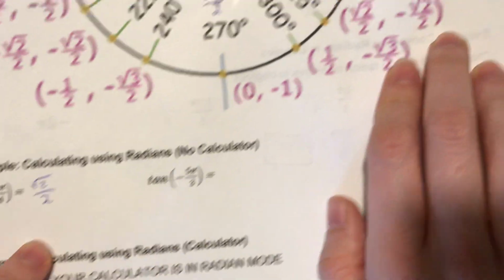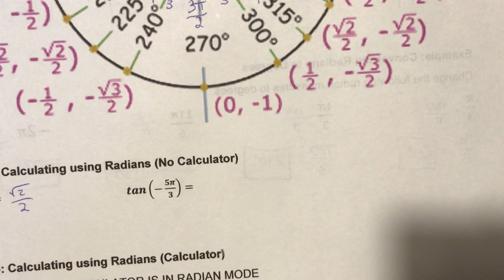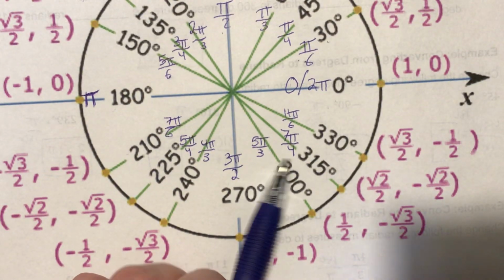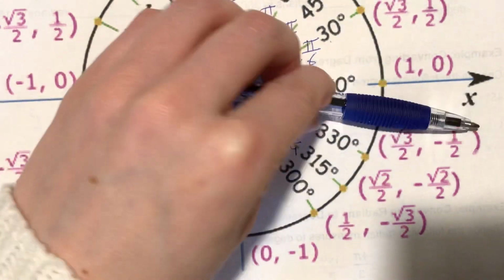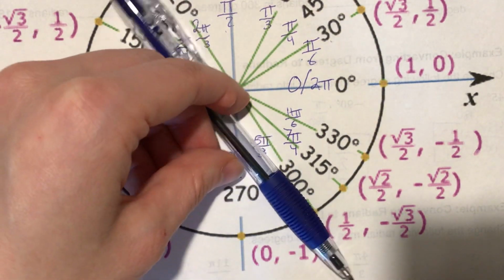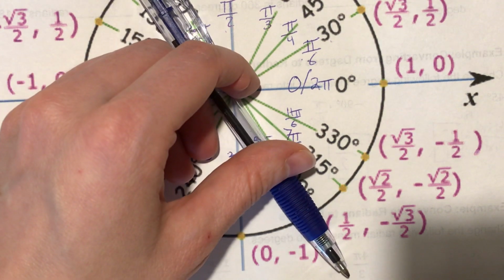All right, the next one's a little bit trickier. Here I've got tangent of negative 5 pi over 3. If I'm not very familiar with radians, I might check how much that is in degrees. If I find 5 pi over 3 here, that's 300 degrees. So a positive 5 pi over 3 would go around and end up here at 5 pi over 3, or 300 degrees.